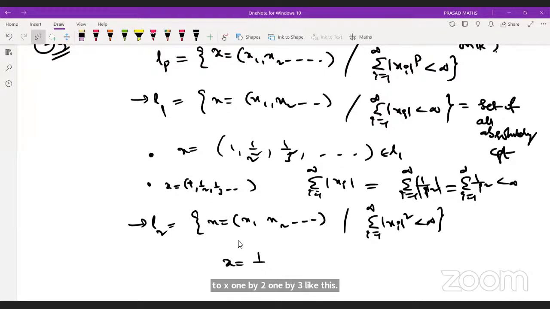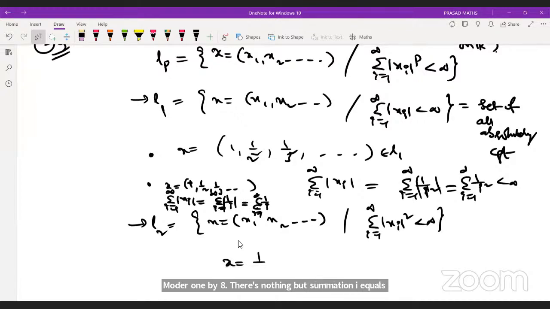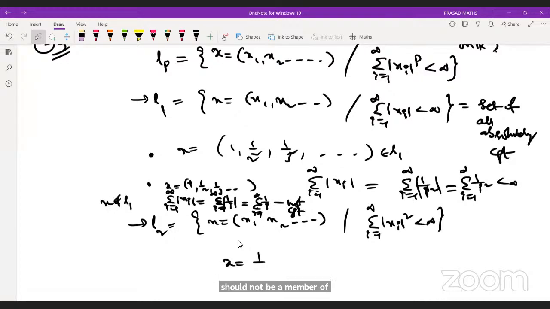No. Why? Because the summation i equals 1 to infinity of mod of xi is summation of mod of 1 by i, which is summation of 1 by i. By p-test it is divergent. It's not convergent. Therefore, this x is not a member of L1. The sequence 1, 1 by 2, 1 by 3, 1 by 4, 1 by 5 is a sequence which is not an element of L1, whereas the sequence of real numbers 1, 1 by 2 square, 1 by 3 square, 1 by 4 square, like that, is always an element of L1.